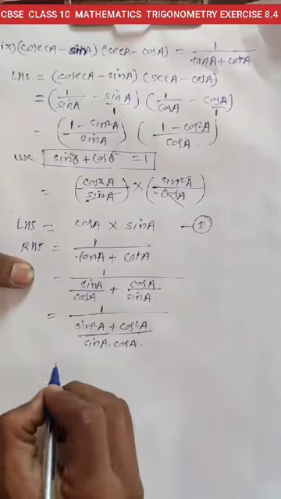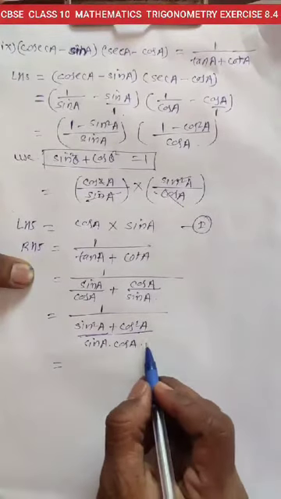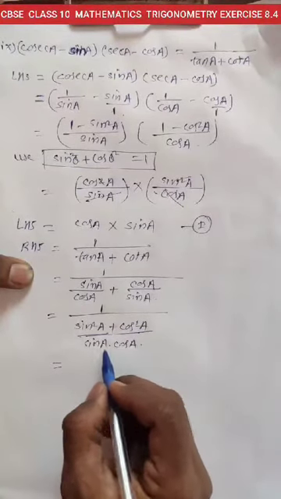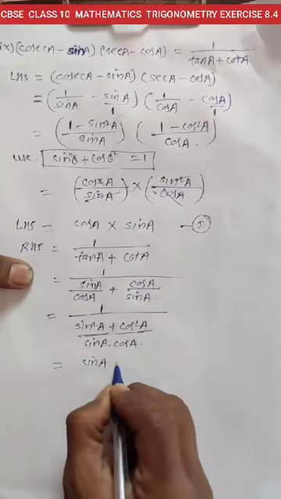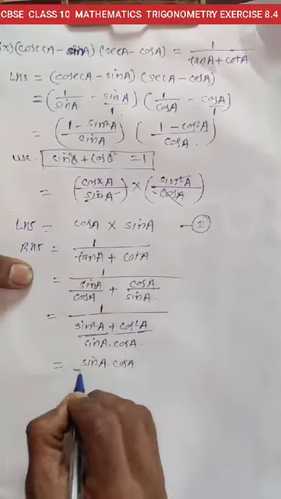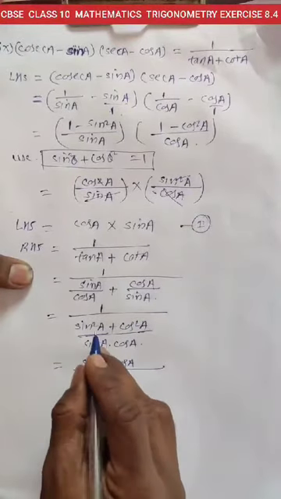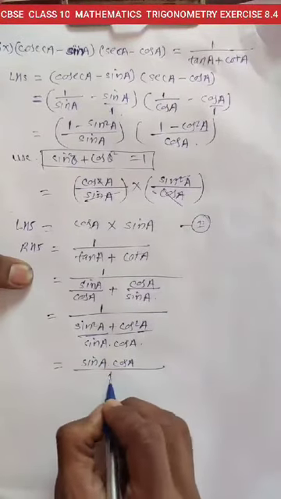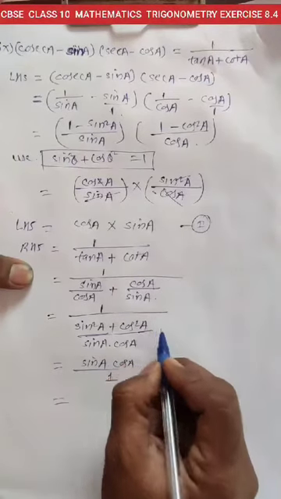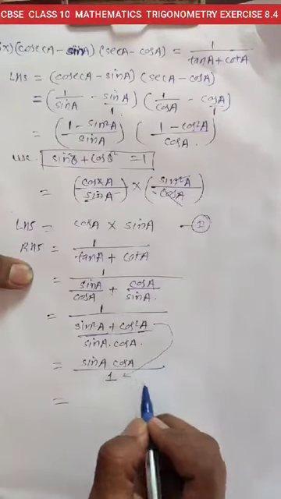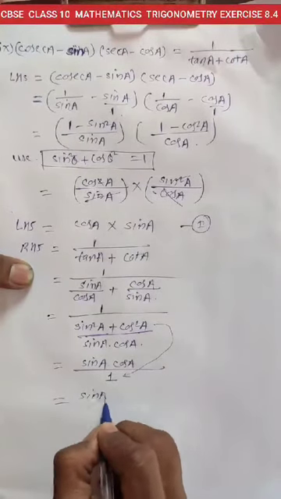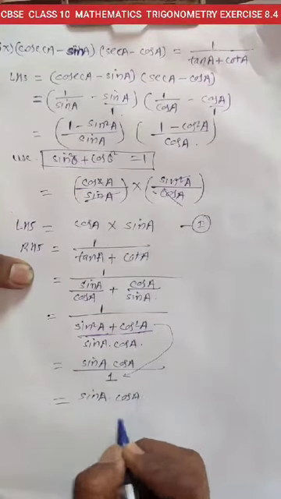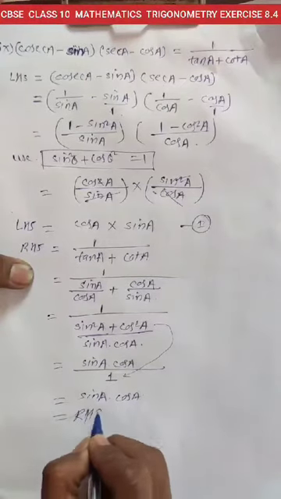Okay, so in the next part, simply reciprocalize this term, then sin A into cos A is transferred to the numerator. So sin A into cos A divided by sin²A plus cos²A. Here the value is 1 because this sin²A plus cos²A value is 1. So the remaining value is sin A into cos A. It is nothing but the right hand side.